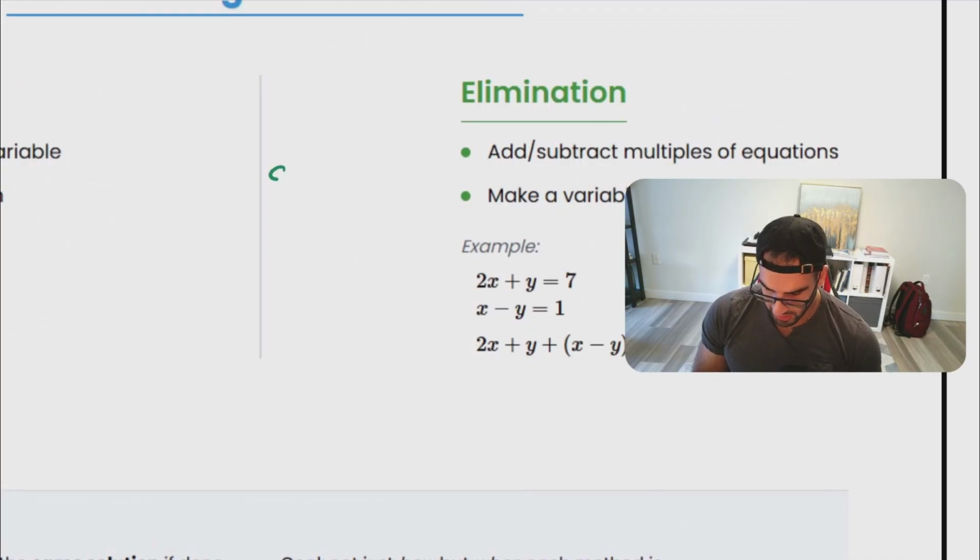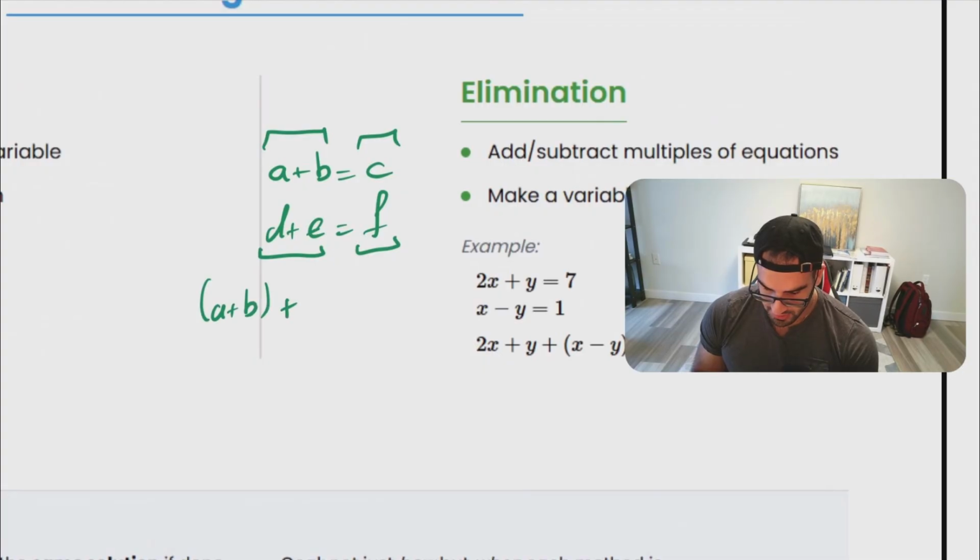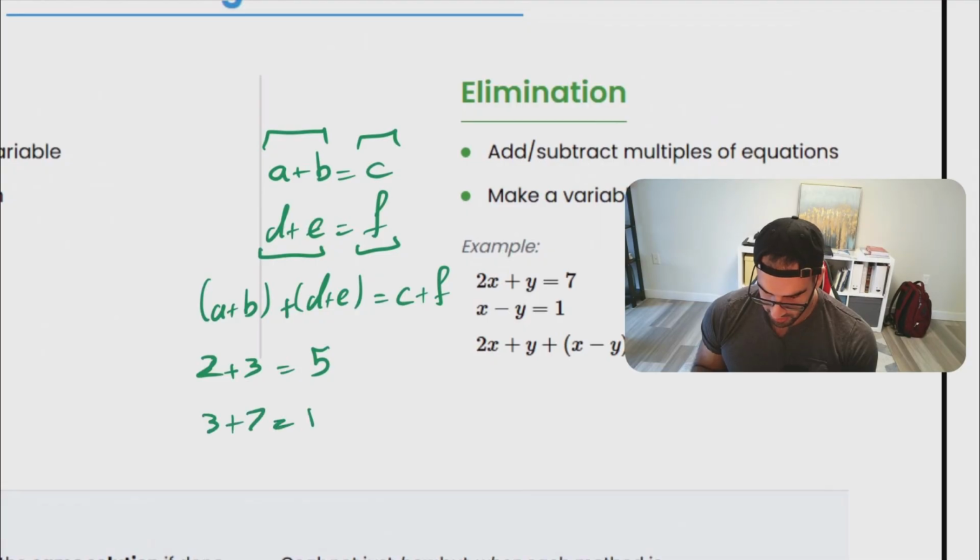Imagine that I have a plus b equals c. After that, d plus e equals f. We have a rule that if I add everything on the left side of the equal sign, and add this guy together, at the end I can have a plus b plus d plus e equals c plus f itself. So let's see with numbers. For instance, 2 plus 3 equals 5, 3 plus 7 equals 10, right?